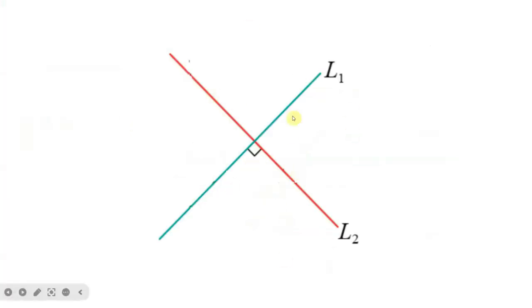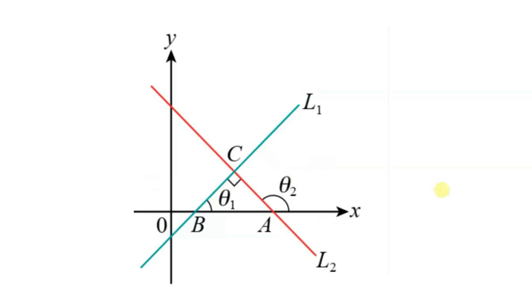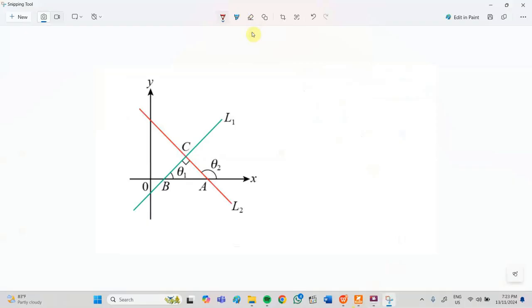Now for perpendicular lines, we have L1 perpendicular to L2, hence it is 90 degrees here. And if we now draw an x-axis across these two lines, for example like this, we will form theta 1 between line 1 and the x-axis, and theta 2 between line 2 and the x-axis. So from here, we are going to start with theta 1. Since we are looking at the gradient, we find tangent of theta 1. And the triangle that we're going to use is this right angle triangle.